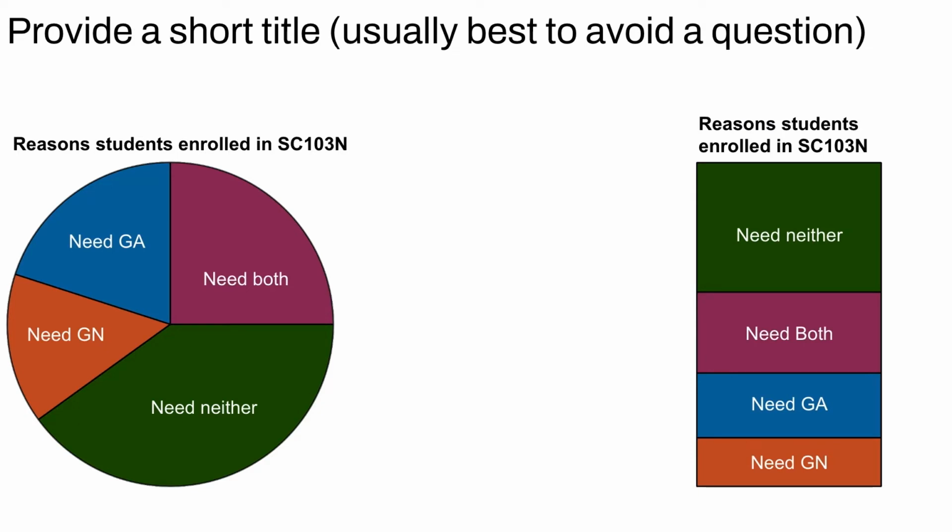Another thing that we should get in the habit of doing with our plots is giving a short title to orient people to the point. And I would say that a natural thing that people sometimes do is just state something, give us a declaration like reasons students enrolled in SC 103N. And this is fine, it does tell us what's going on. However, it's not the most effective way to label things.